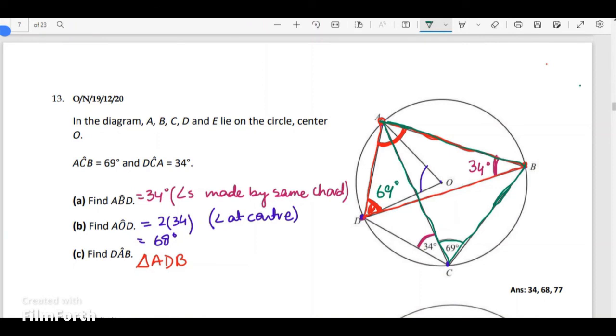Okay, now we can apply the angle sum of triangle. So angle DAB it is. Angle DAB would be equal to 180 degrees minus 69 degrees plus 34 degrees, and the reason being angle sum of triangle. So 69 plus 34 would be 103, and 180 minus 103 would be 77 degrees. So the answer is 77 degrees.